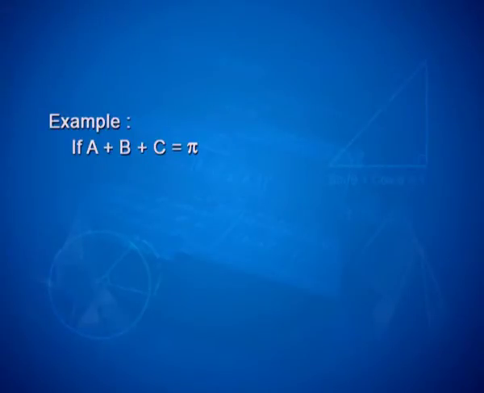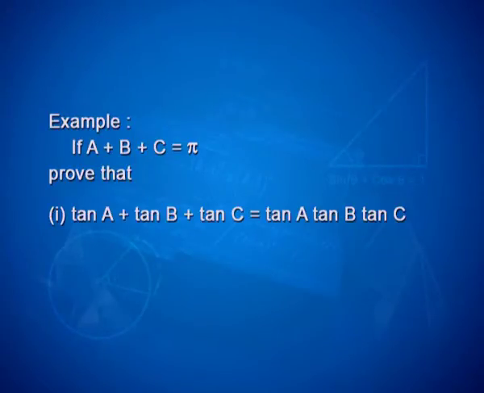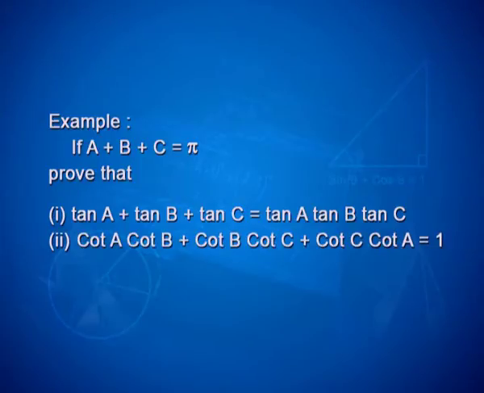Now, let us take up one more example. If a plus b plus c is equal to pi, prove that tan a plus tan b plus tan c is equal to tan a into tan b into tan c. And second one, cot a cot b plus cot b into cot c plus cot c into cot a is equal to 1.